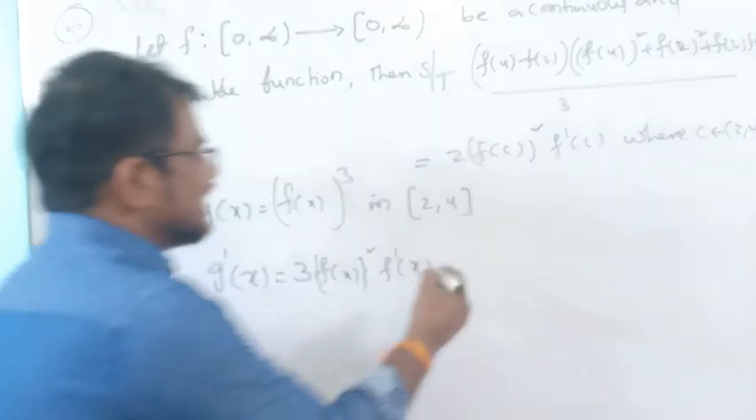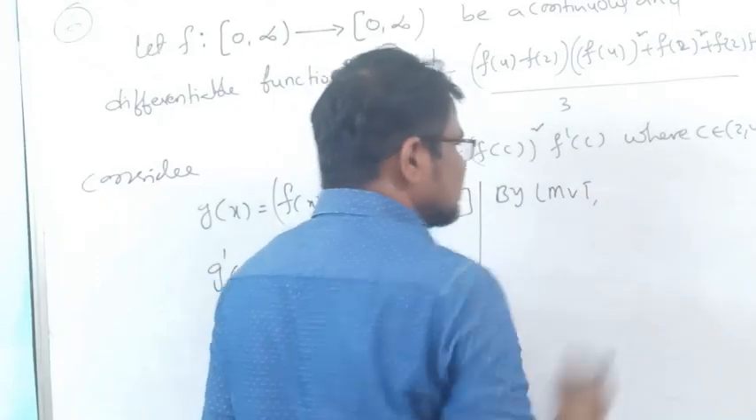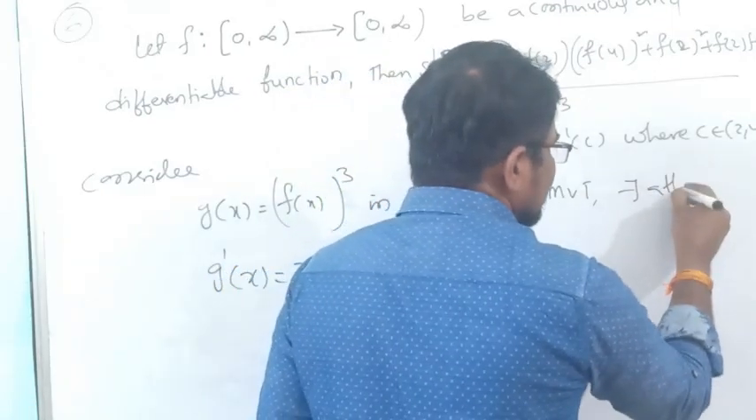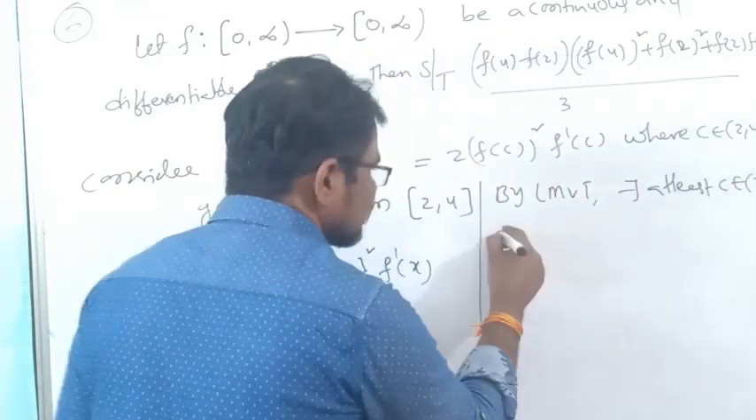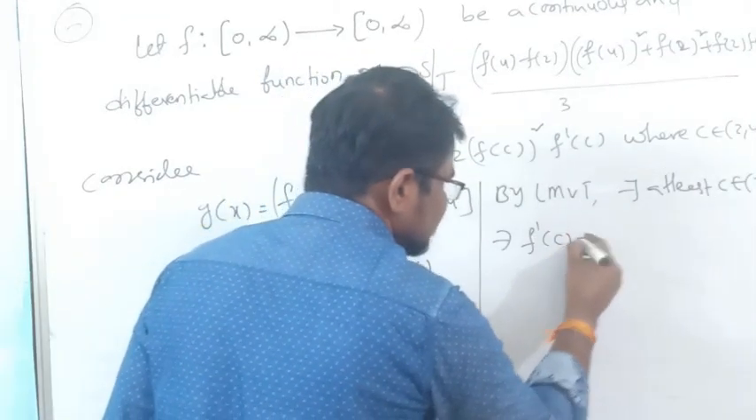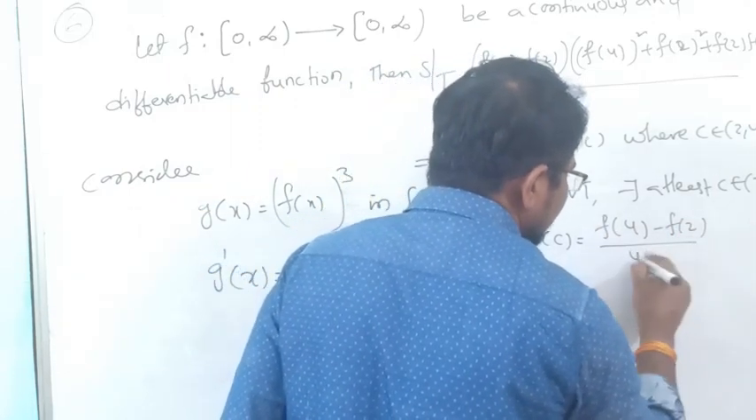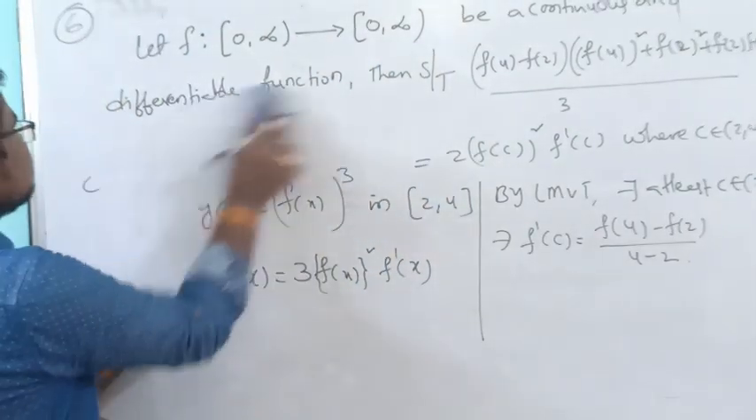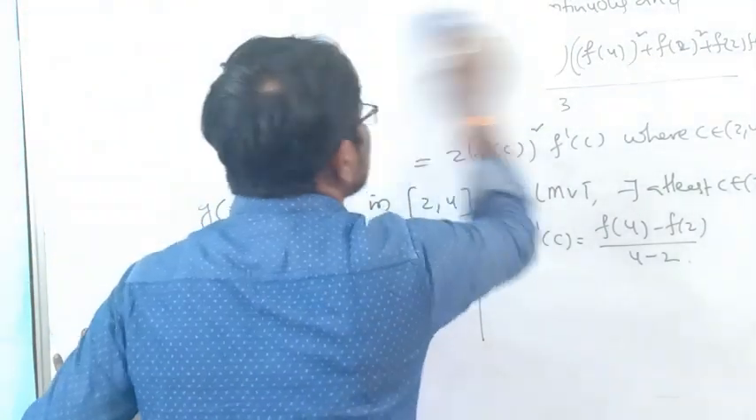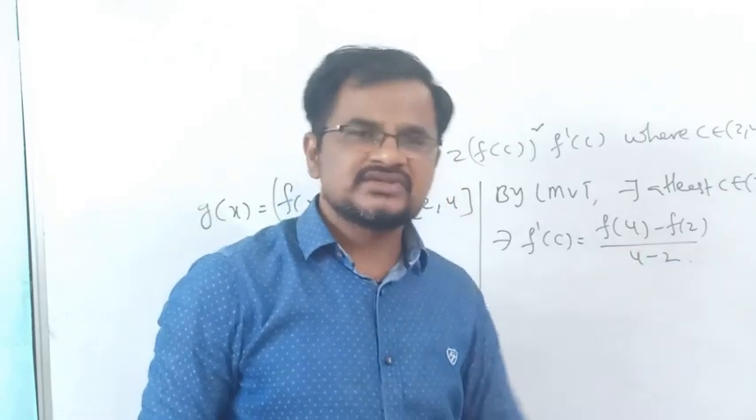Now by Lagrange's mean value theorem, there exists at least one point c which belongs to 2, 4 such that f dash of c equal to f of 4 minus f of 2 divided by 4 minus 2.